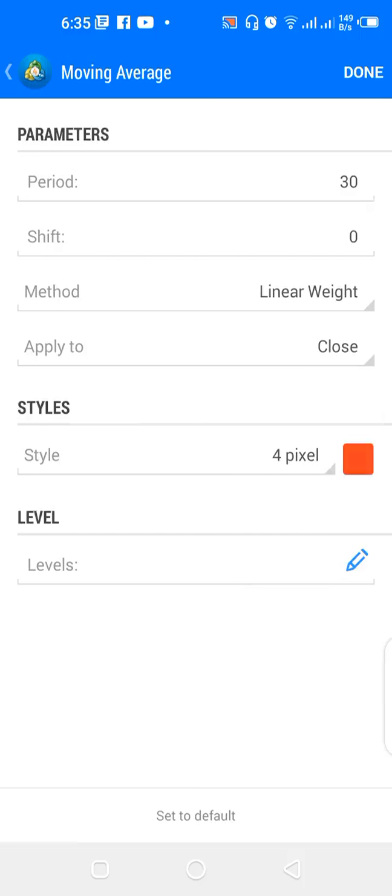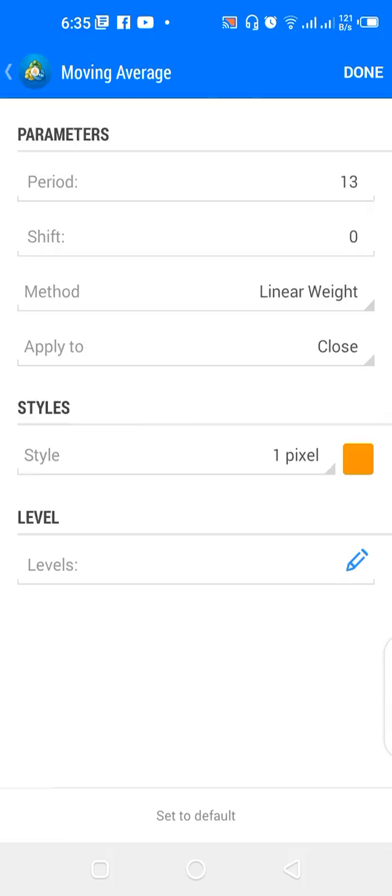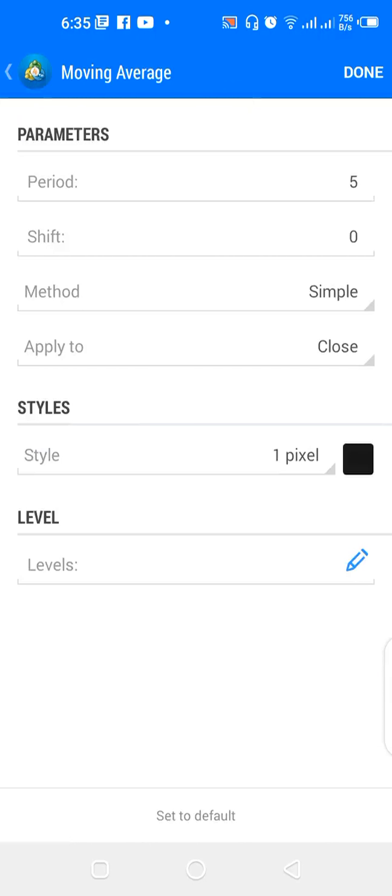We have a 30 period linear weighted moving average, applied to close, color is red. We have a 13 period linear weighted moving average, applied to close, color is orange. We have a 5 period simple moving average applied to close, color is black. And then we have a 7 period simple moving average applied to close, color is black.